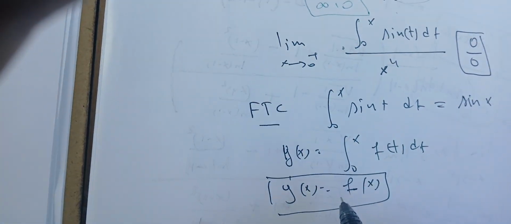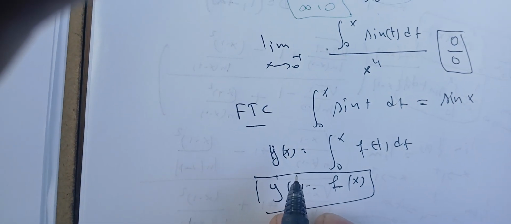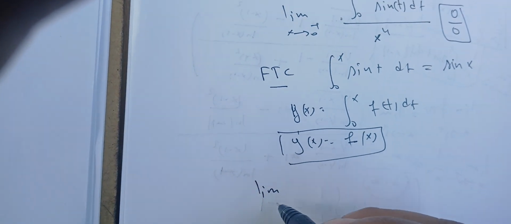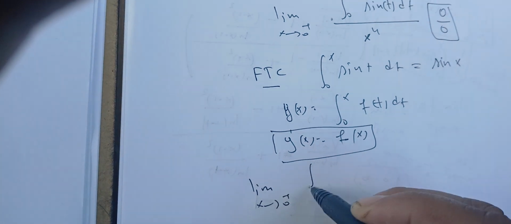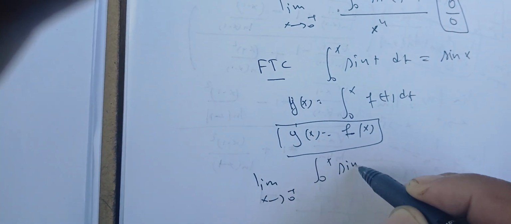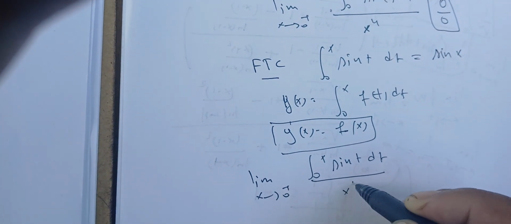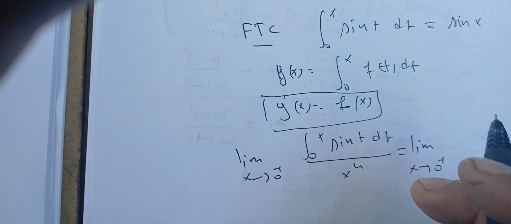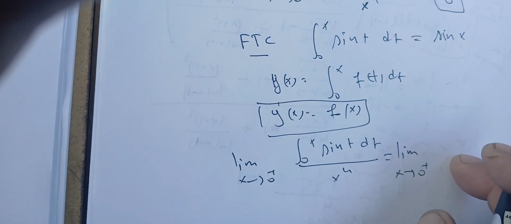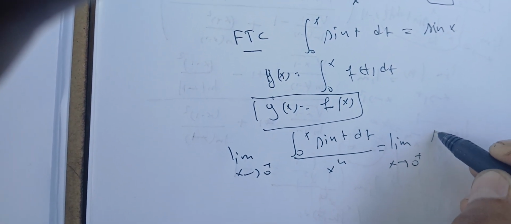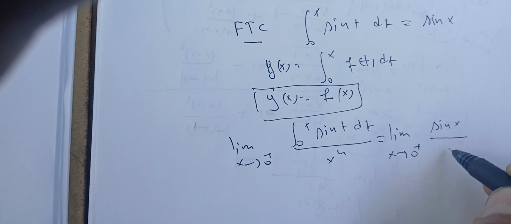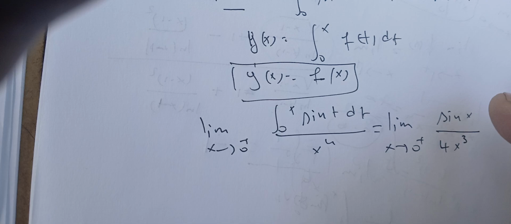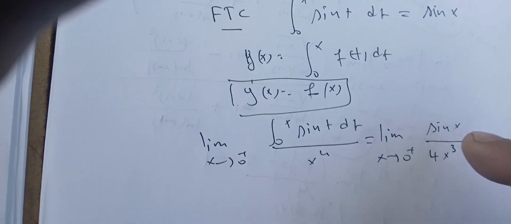Therefore, we're going to apply L'Hospital's rule. Now we have the limit as x goes to 0 plus of the integral between 0 and x of sine t dt over x to the power 4, which equals the limit of the derivative of the top over the derivative of the bottom. So it's going to be the limit of sine of x over 4x to the power 3.